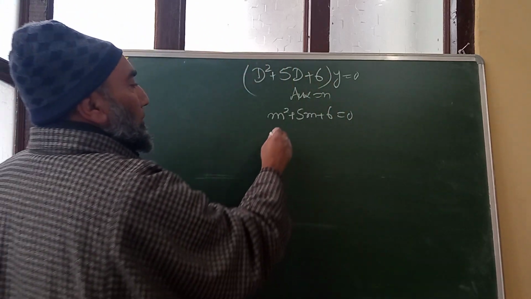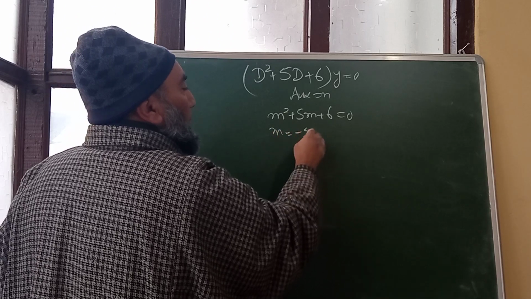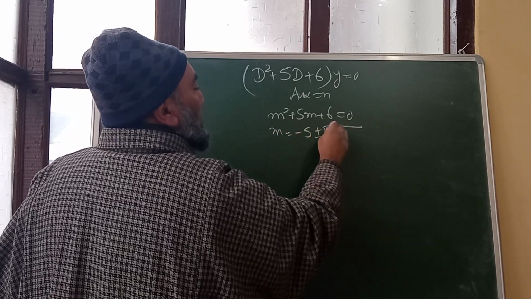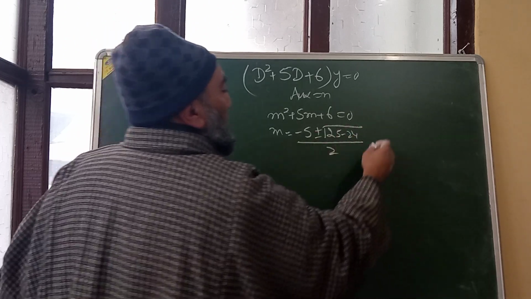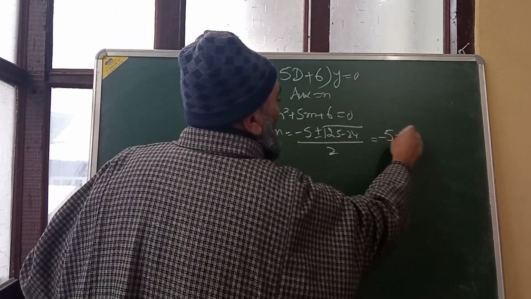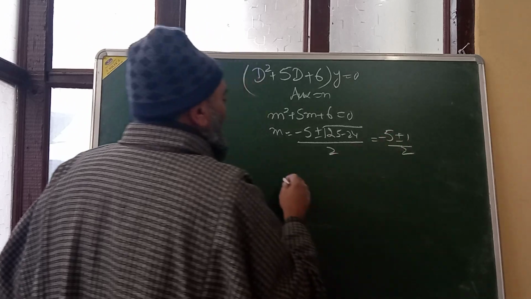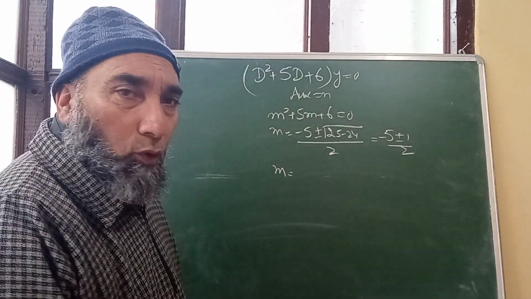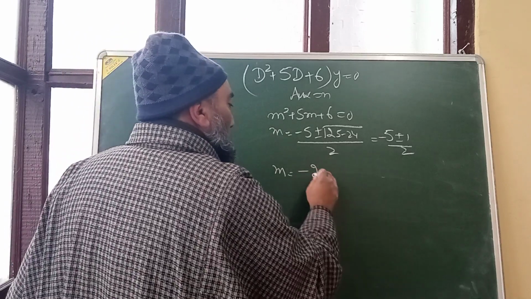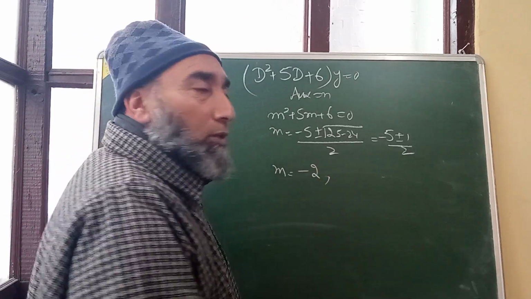Now what is m? Minus b plus minus under root of b square minus 4ac by 2a. So it is minus 5 plus minus 1 by 2. So what's m? Minus 5 and plus 1, it is minus 4 by 2, it is minus 2. Minus 5 and minus 1 is minus 6 by 2.